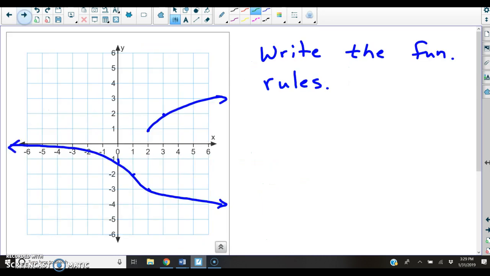All right, let's write the rules. So let's do this one first. Do you recognize it as a cubic? So it's going to be y equals the cube root of something. Notice that this is concave down and this is concave up. It's pouring the water out or holding the water up. That's how you can think of this.